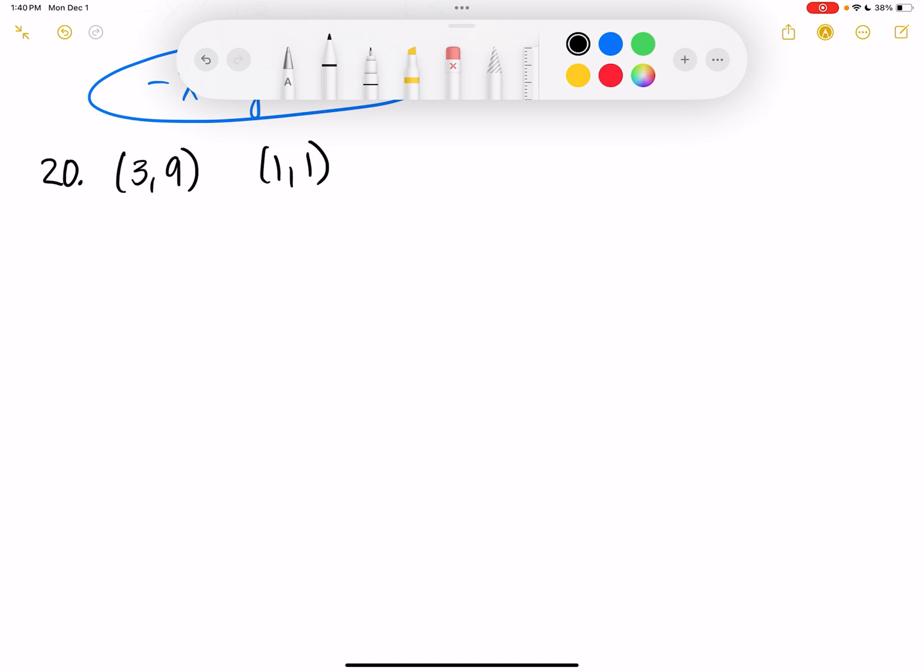All right, I want you to try this one on your own. So you need to find the slope and then try to get it into standard form from there. But slope should be a review for us.